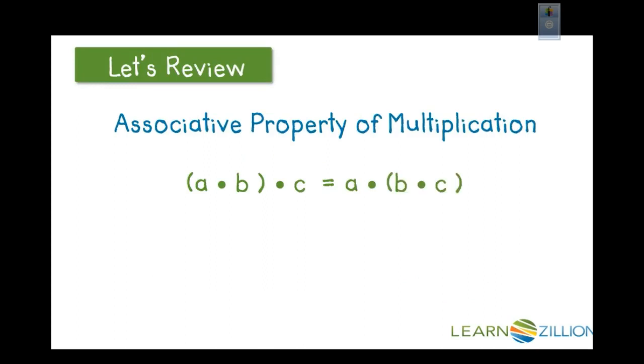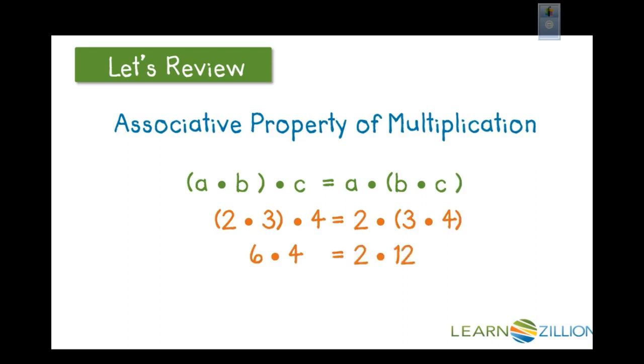Notice that this property states we can either multiply a times b, then multiply the result by c, and it will be the same as if we multiplied b by c, then multiplied the result by a. Here's an example with actual numbers. If we multiply 2 by 3, we get 6, then we multiply that by 4. Or if we multiply 3 by 4 first, we get 12, then multiply that by 2. Either way, we get 24.